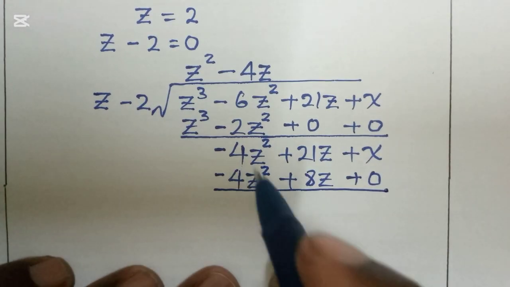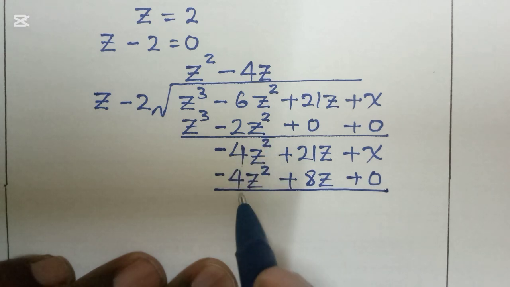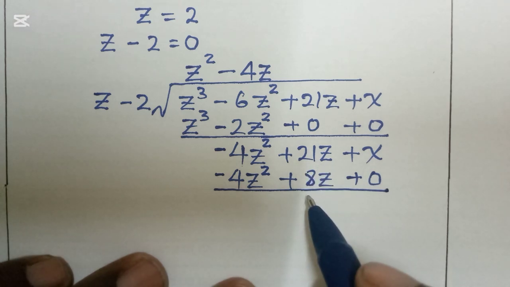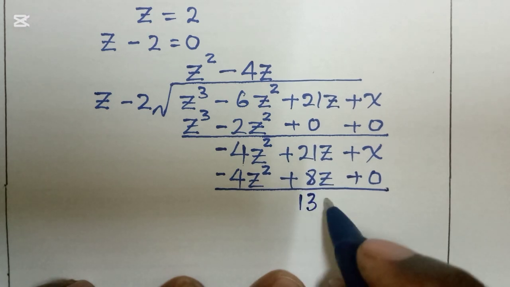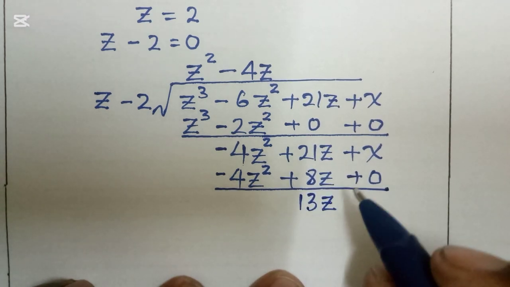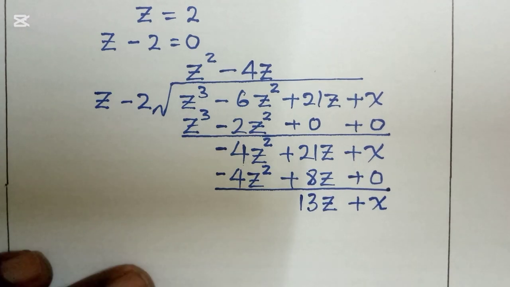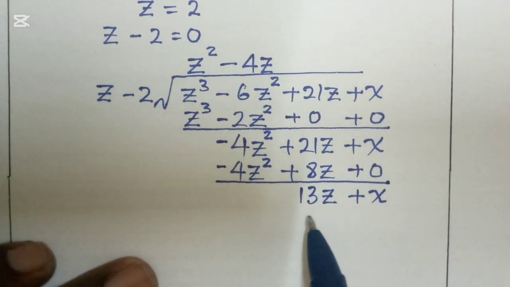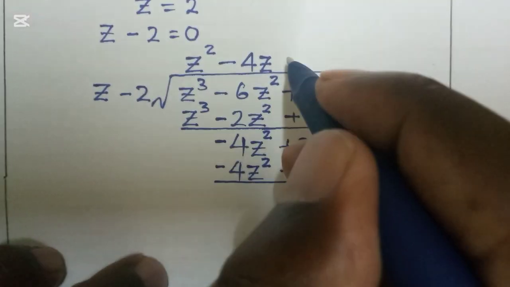We subtract now. From there we get 4z squared minus 4z squared, that is 0. Then 21 minus 8, we are going to get 13z. And then here we have x. Guys, we are not over. We look also for another number that if I multiply with z, I'll get 13z. And obviously that is going to be 13. So here we are going to have plus.